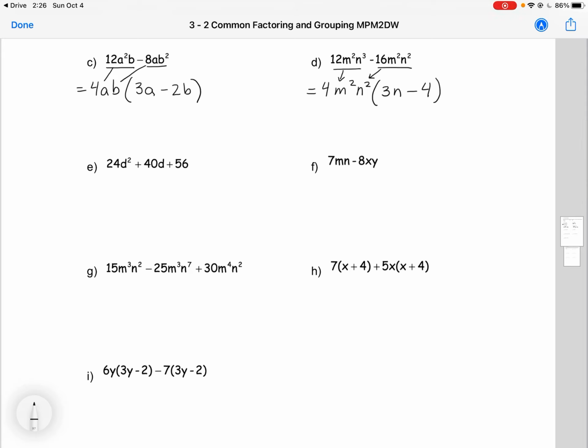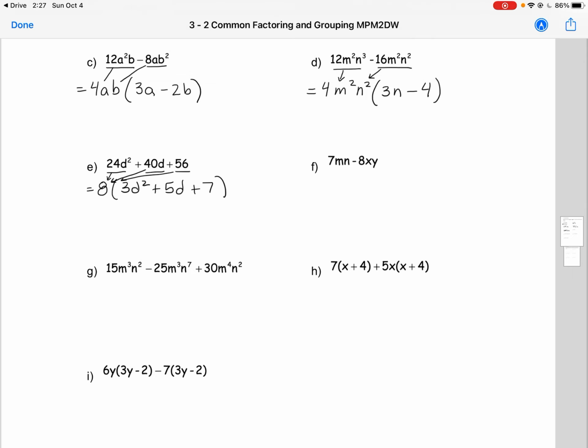Now we're going to try one with 3 terms. So here I've got 24d squared, 40d, and 56. My greatest common factor is something I can divide each of those terms by without getting a decimal. So in this case, my greatest common factor is 8. Same as in the previous examples, I'm going to divide my first term by my greatest common factor. So I would get 3d squared. Second term by my greatest common factor would be 5d. And third term by my greatest common factor would be 7, which gives me my fully factored example.